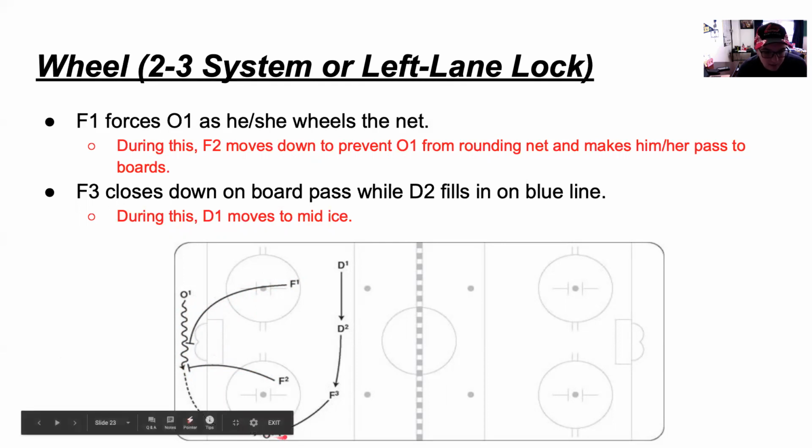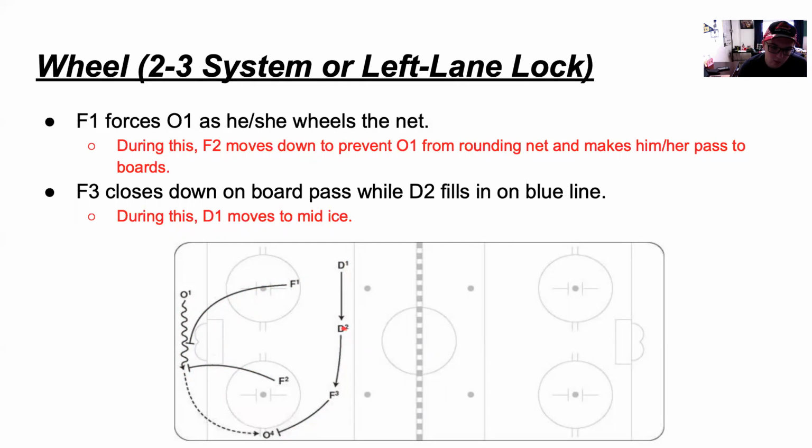And then once that pass is made to O4, F3's got to come in and pressure O4, whilst again D2's going to come and cover where F3 was, and D1's going to come over where D2 was and cover that middle spot.